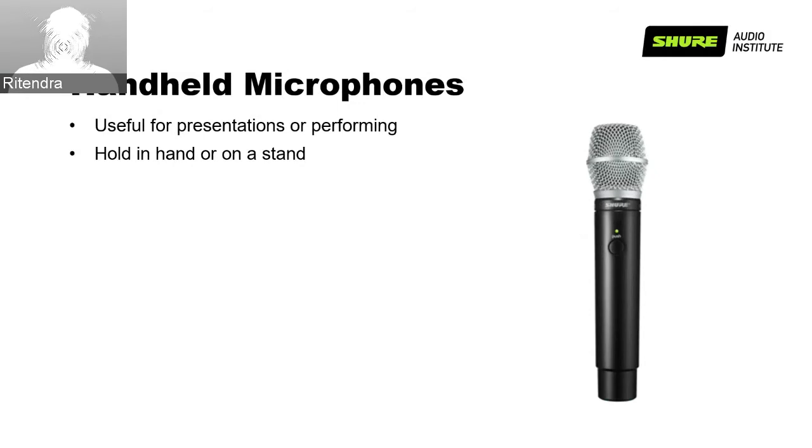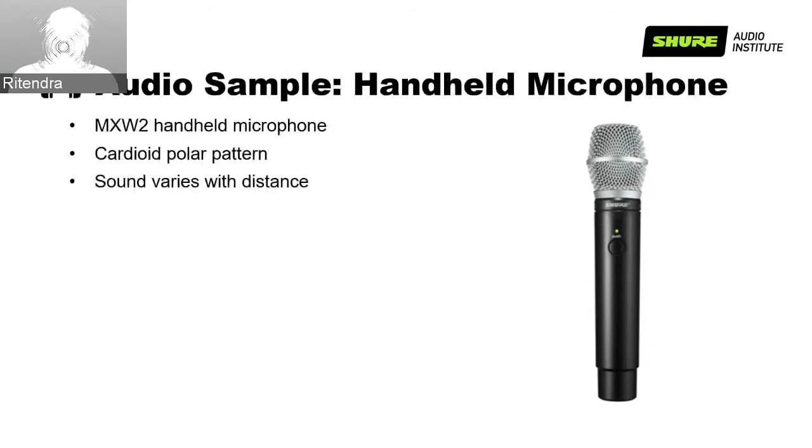So the handheld microphone is useful for presenting and performing. It can be held in hand or you can place it on a stand, right? Now, in this slide, I am just going to demonstrate the audio sample. The demo has been done with a Microflex wireless handheld microphone with the cardioid polar pattern with SM86 capsule. As it is a directional polar pattern, sound will vary with the distance. So just bear with me, I'm going to play the audio demo. Please wear headphones to have a better experience of the demo.